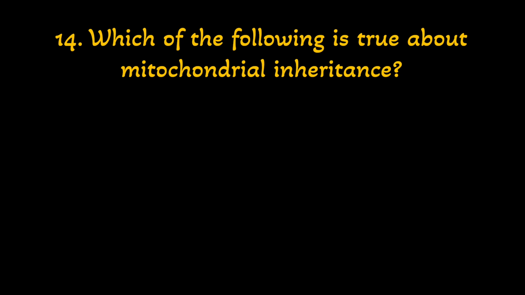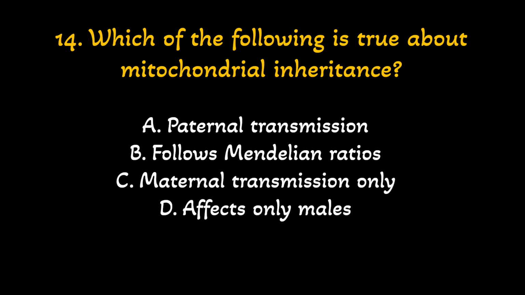Now let's see question number 14. Which of the following is true about mitochondrial inheritance? Again the 4 options will be displayed to us and we have to find out which one is true about mitochondrial inheritance. So let's see the options. Option A is paternal transmission. Option B is it follows Mendelian ratios. Option C is maternal transmission only, and option D is affects only males.